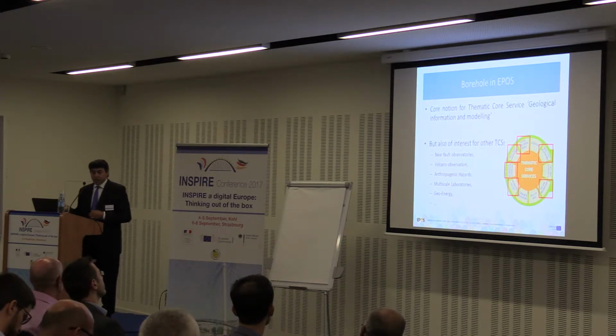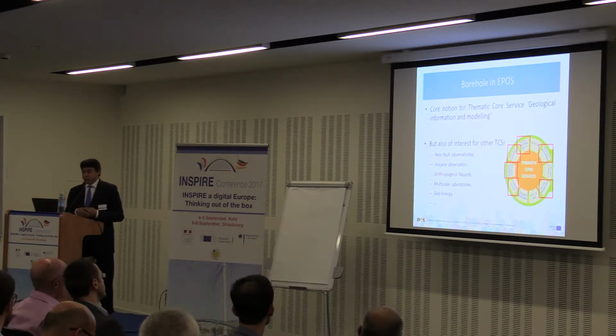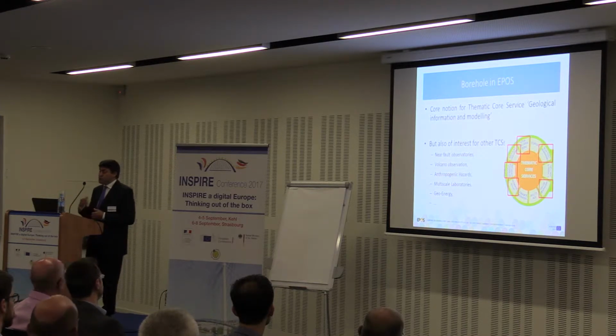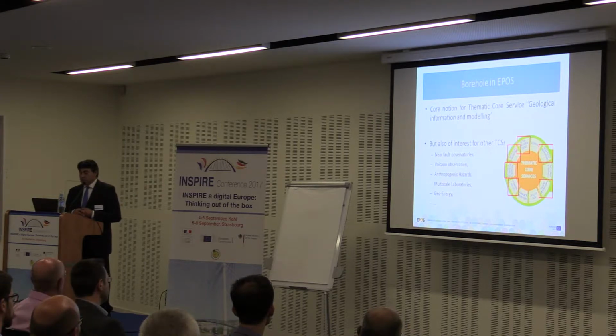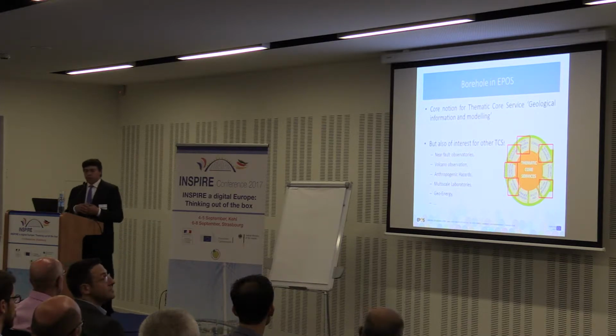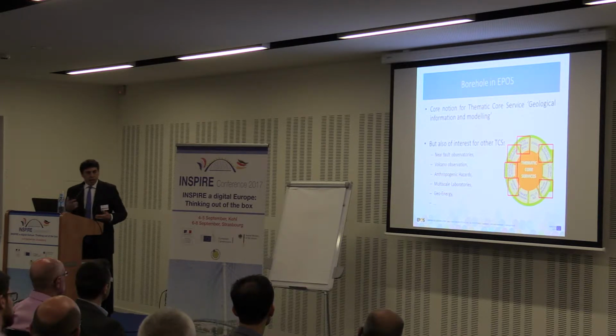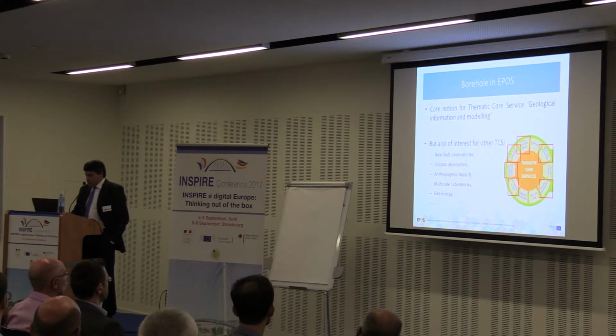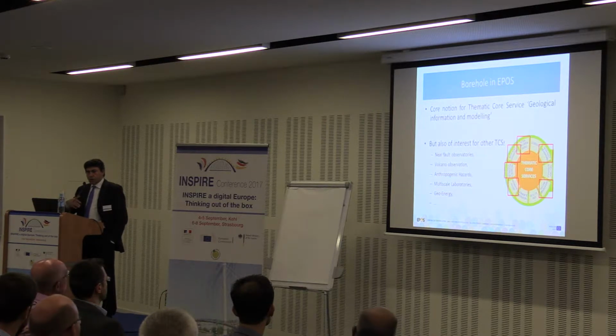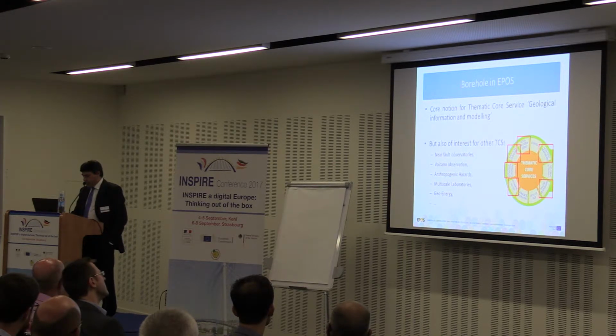But of course, our data is quite important for other core services like near-Earth observation, volcanic observation, anthropogenic hazard, multi-laboratory, geoenergy, and seismic hazard. So we have a lot of different domains that use our data in a cross-cutting system to produce new data and new information. In this way, we try to design some important layers to provide geologic information to the other thematic core services at the beginning, and then to other people.